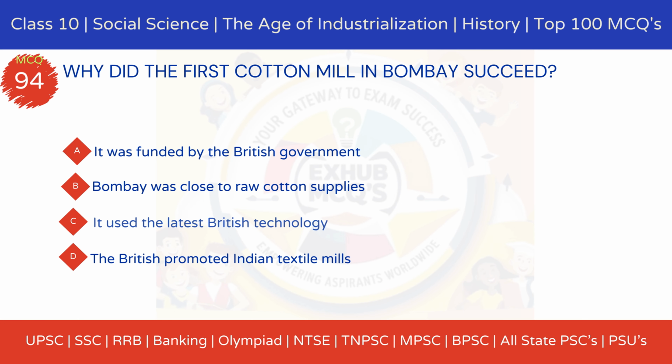MCQ 94. Why did the first cotton mill in Bombay succeed? Option A. It was funded by the British government. Option B. Bombay was close to raw cotton supplies. Option C. It used the latest British technology. Option D. The British promoted Indian textile mills.